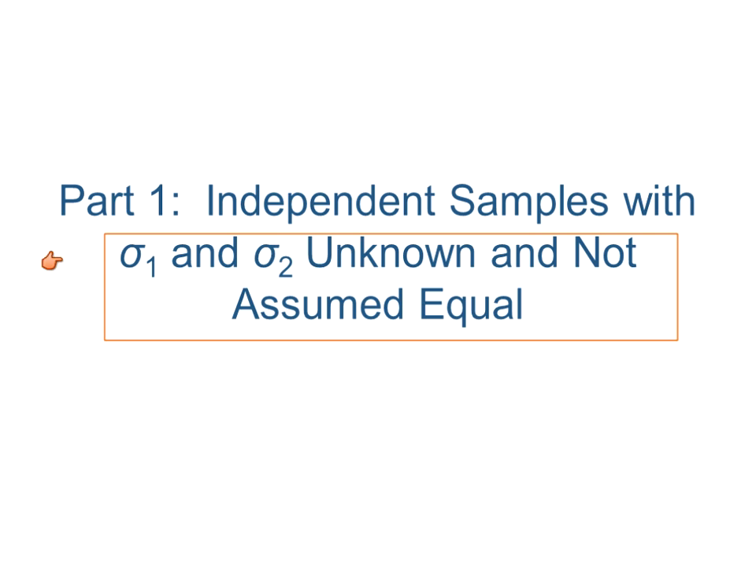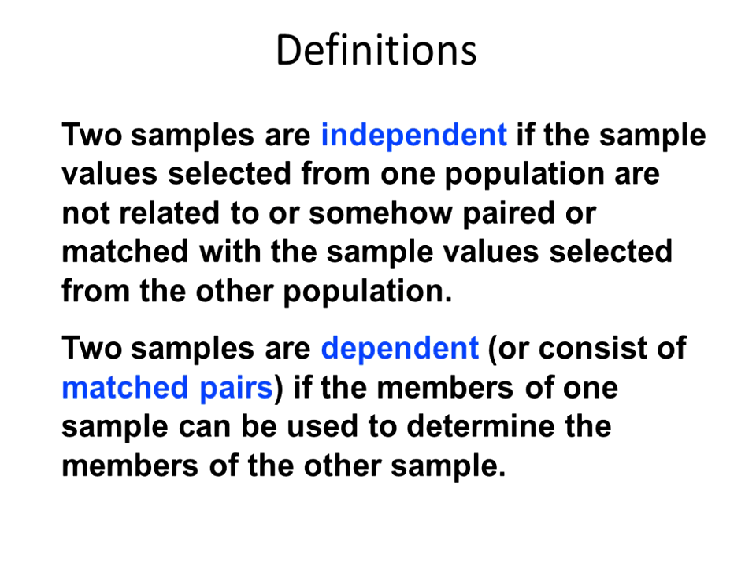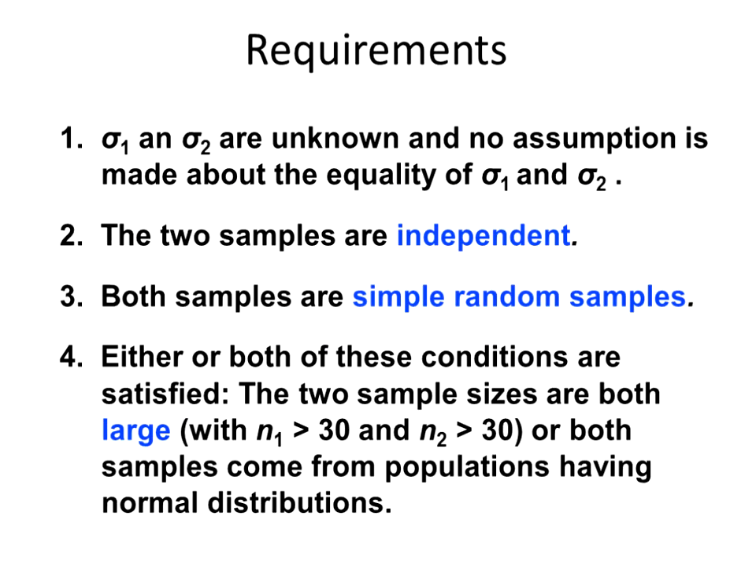But the most practical case, what would happen in real life, is you don't know sigma 1 and sigma 2. You don't know that they're equal. Right? This is the more common situation. Okay, so again, we have samples that are independent. So we have two different samples. All right, so as far as the requirements, it's really the same as before.